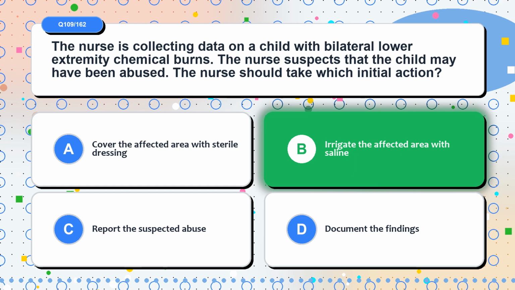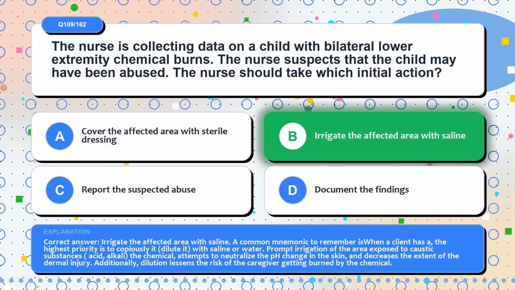The correct answer is option B. Irrigate the affected area with saline. A common mnemonic to remember is that when a client has a chemical burn, the highest priority is to copiously dilute it with saline or water. Prompt irrigation of the area exposed to caustic substances, acid, or alkali attempts to neutralize the pH change in the skin and decreases the extent of the dermal injury. Additionally, dilution lessens the risk of the caregiver getting burned by the chemical.